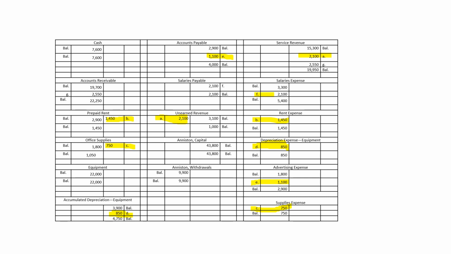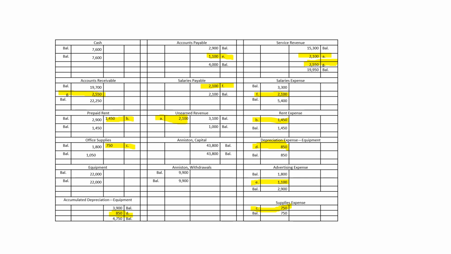On the debit side of salary expense, $2,100. On the credit side of salary payable, $2,100. And then finally, on the debit side of accounts receivable, $25.50. On the credit side of service revenue, $25.50. So you only have to hit those accounts that were affected by the T accounts.